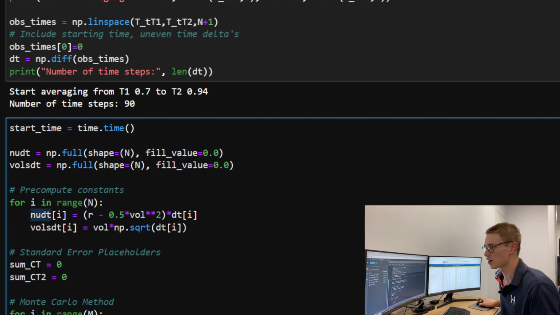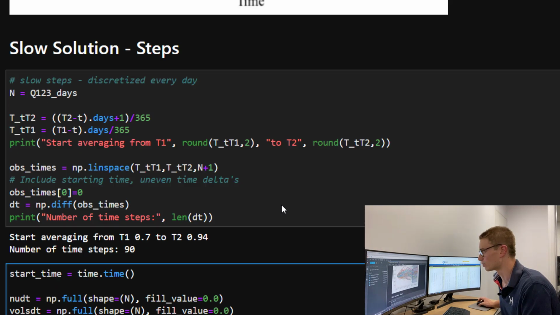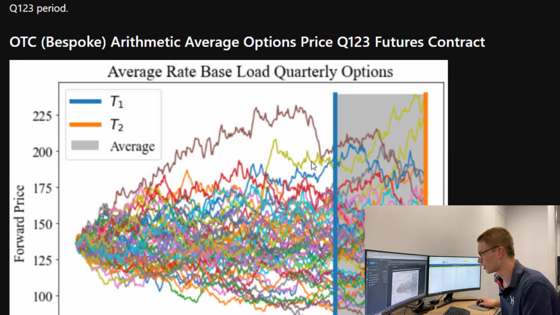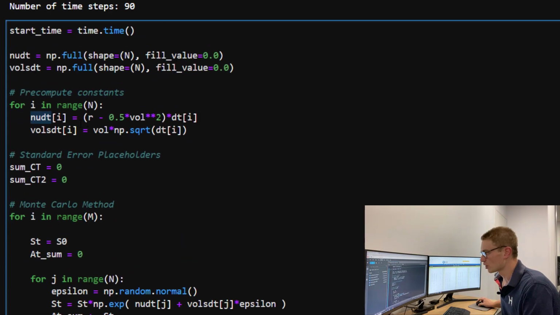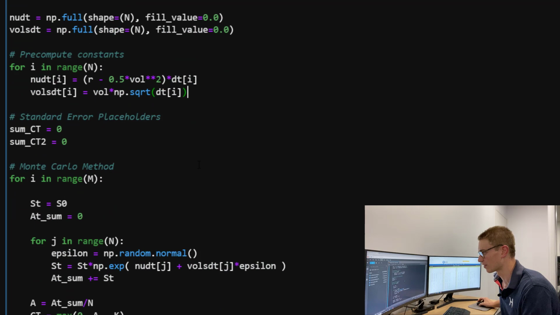And the reason that they're not the same every period is because we're jumping from time 0 all the way to time 0.7 before actually taking the average. So hopefully that makes sense. We've got uneven time steps between our observations. We're going all the way from time 0 to time 0.7. So we're computing all our respective drift and then volatility terms between these time periods, our observations, which are then the same frequency every day in that 90-day period in a quarter.